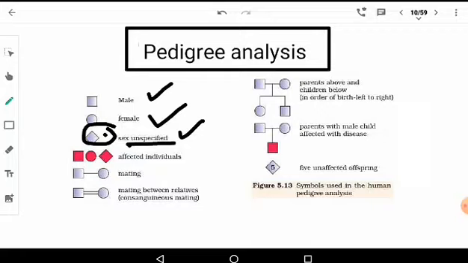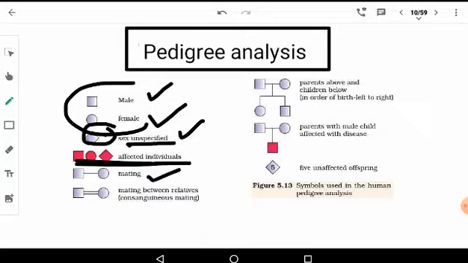And for affected individuals, we will use the same symbols that we used before, but here there is an exception. You have to shade those symbols. And mating is represented by a single line. Consanguineous mating, that is mating between relatives or closely related organisms, can be represented with the help of two dashes, as you can see over here.